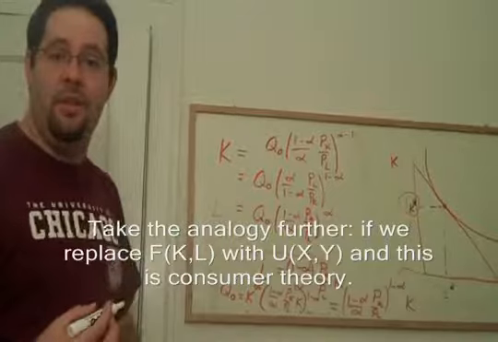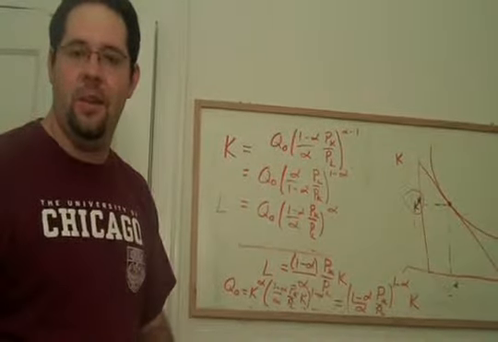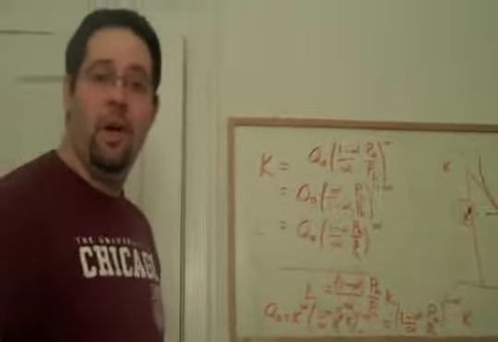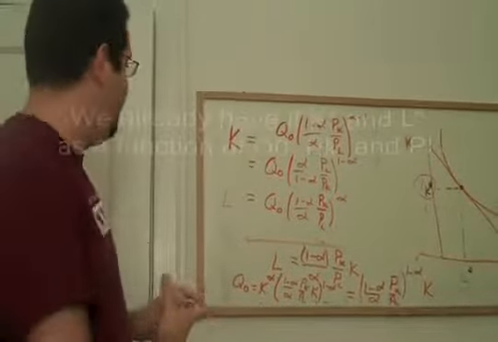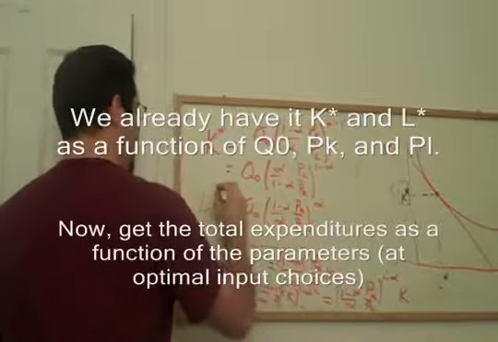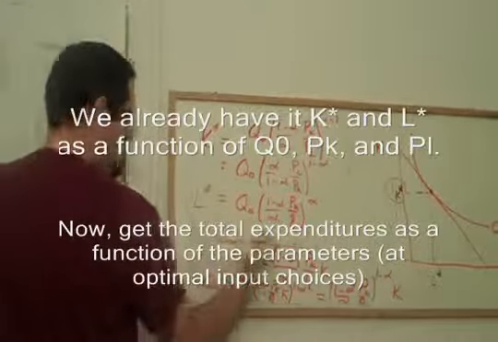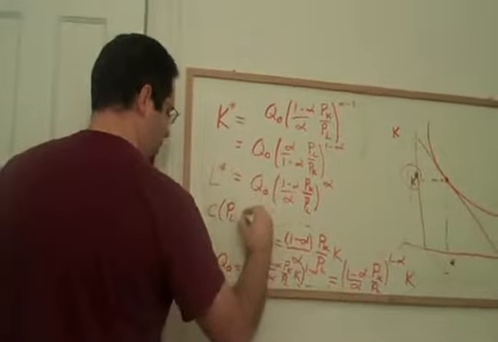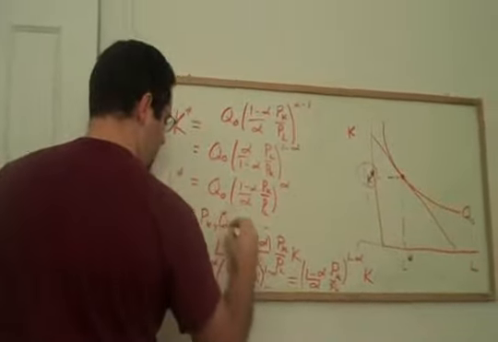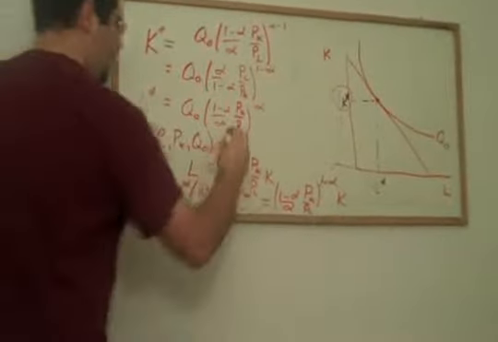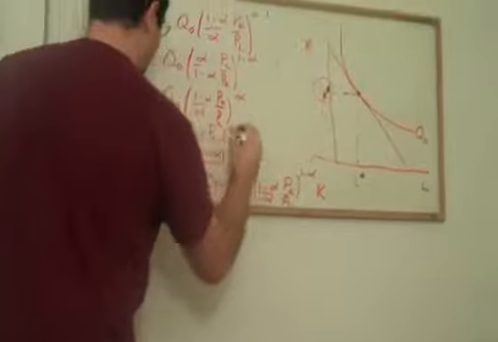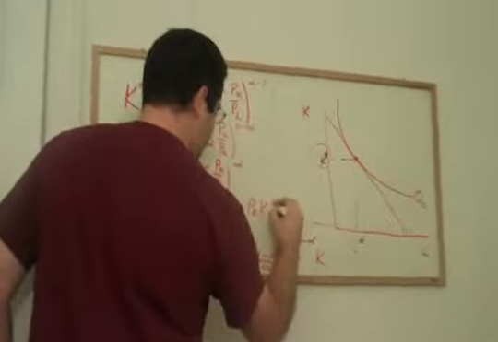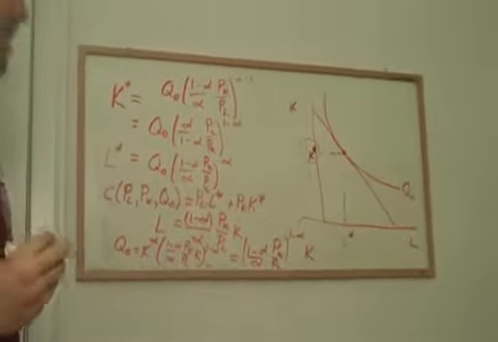Now, I motivated all of this by asking how do we find the expenditure function? How do we go from our production function to the expenditure function? Well, all we have to do is ask how much does this bundle, K star, L star, cost? Well, that is going to be our expenditure function, our cost function. It will be a function of price of capital and price of labor, and it's going to be PL times L star, that mess there, plus PK times K star. So there you have it.